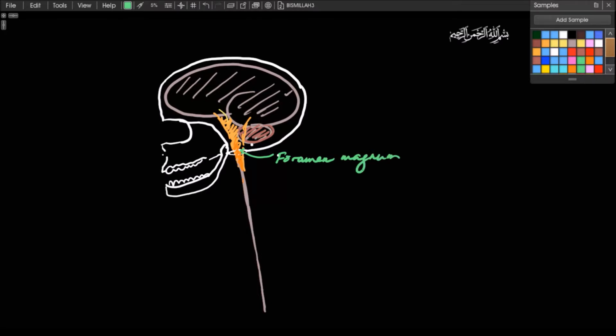Foramen means basically a hole, magnum means big, so it's like a big hole at the bottom of the skull. Now the spinal cord has to be also protected, and hence we have the vertebrae. So if you can imagine a cylindrical type of bone like this, with a hole in the middle, that would be kind of like the function of the vertebrae. There's a hole in the middle of the cylindrical bone over here.